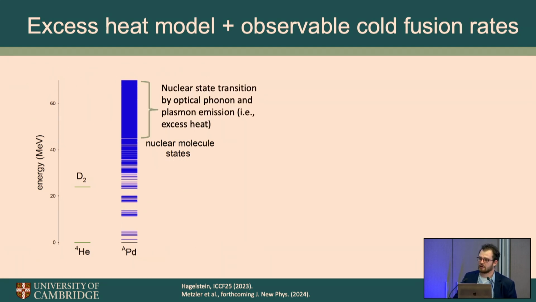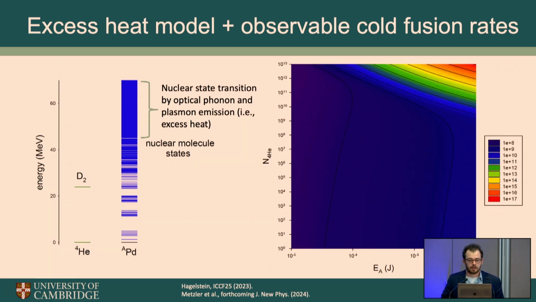So high, in fact, that you can start to decay from nuclear state to nuclear state to nuclear state by optical phonon or plasmon emission, i.e. heat. So if you take away one thing from this presentation, it would be this graph. Again, on the x-axis, we have the amount of energy dissipated into the acoustic phonon modes.